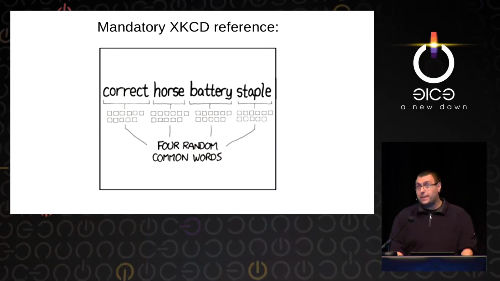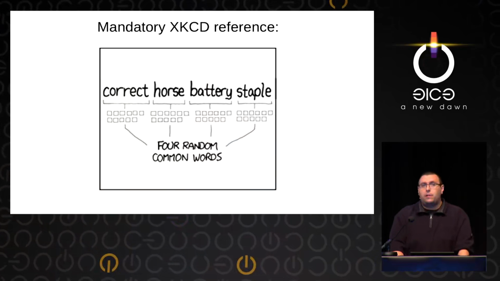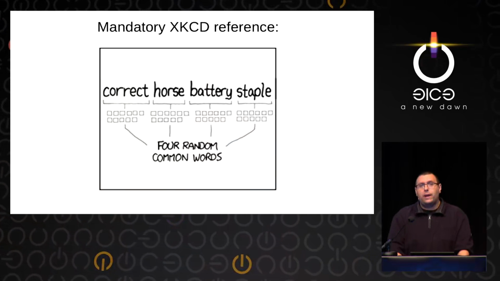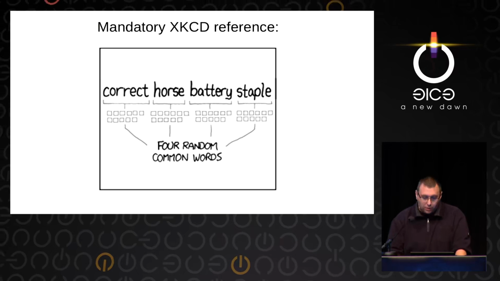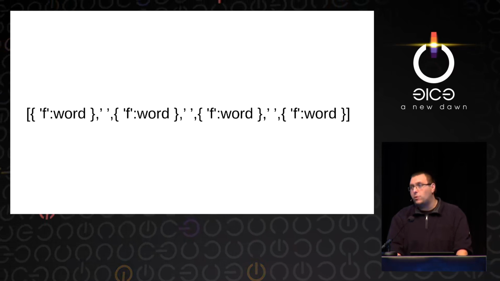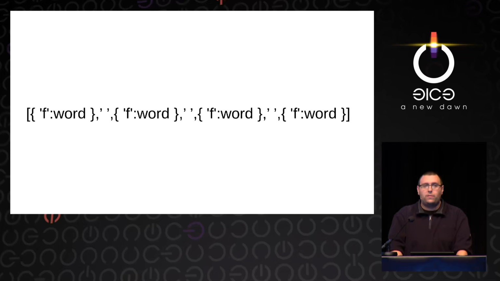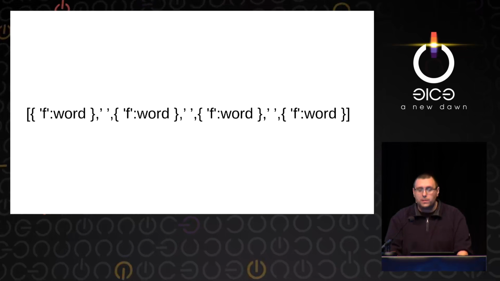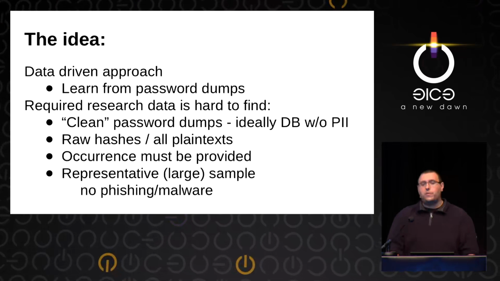So, with a mandatory XKCD reference, people create passwords like this, right? Passphrases. How can you crack it with a normal tool? It's a little bit more difficult, right? So I wanted to create something that you can write something like this, which is an actual rule file that will say, just permutate all 4 words from a word list and let's see what comes out of it, right? The idea behind that was a data-driven approach.